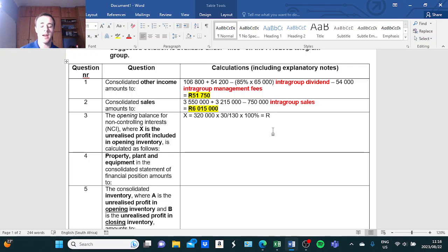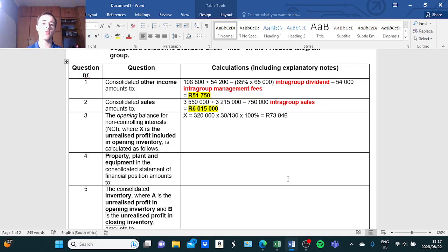Okay, and that amount will be calculated as follows: 320,000 times 30 over 130 times 100%. So the unrealized profit that is included in opening inventory of Green Limited is 73,846. Okay, this is the amount of X. Right. Now, how do we eliminate the unrealized profit in opening inventory? Very important, when it comes to the unrealized profit in opening inventory, we need to assume that that profit has actually been realized in the current year.